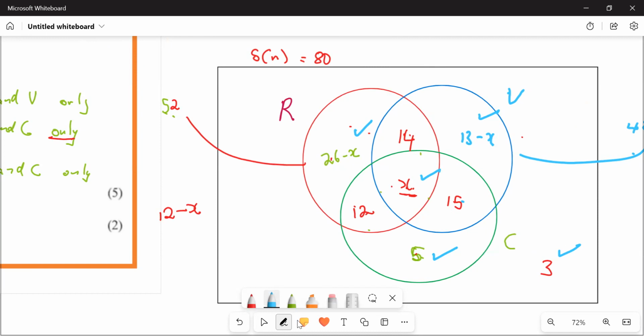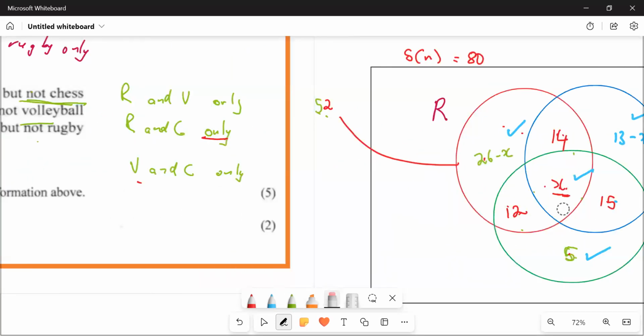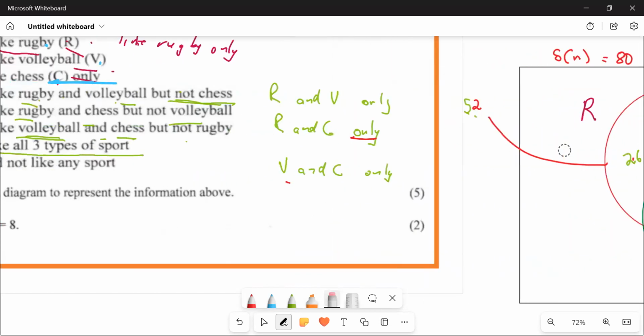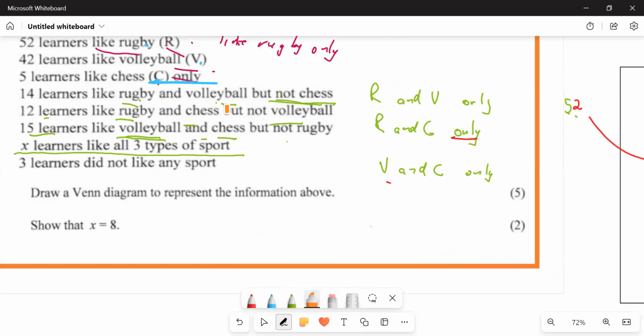12 minus x. Okay, Dino is asking Gucci, when do we get 12 minus x? I was trying to say to Dino, sometimes they can say people like rugby and chess. They don't say rugby and chess only. Like here, I think they said they like rugby and chess, but not volleyball. So if the statement was not there, let's say the statement was not there. They just said they like rugby and chess. People who like rugby and chess, they are 12.